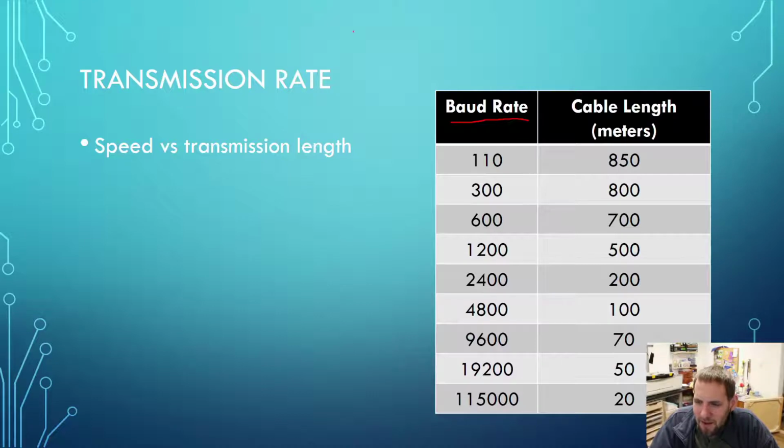Now, obviously, if you notice, though, the lower the baud rate, the much longer the cable length. So 110 baud rate gets its 850 meters. All right. Roughly how many meters per foot? If you want just a really general estimate, or how many feet per meter is probably the better way to look at it.